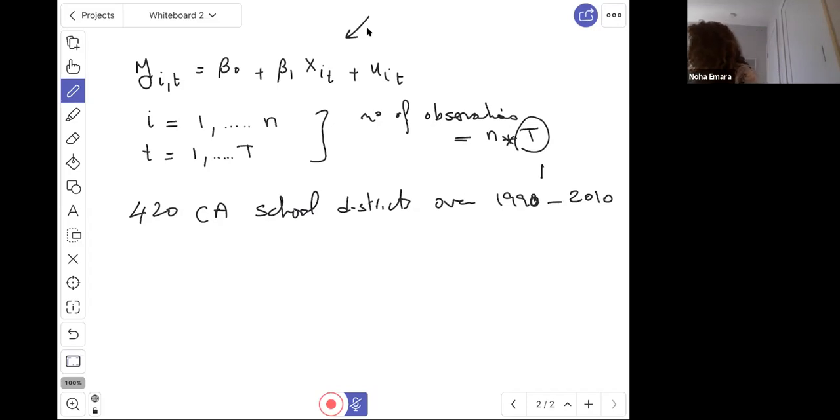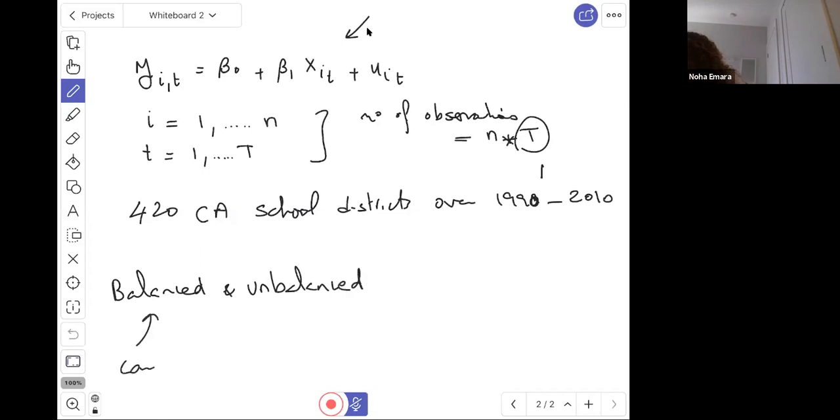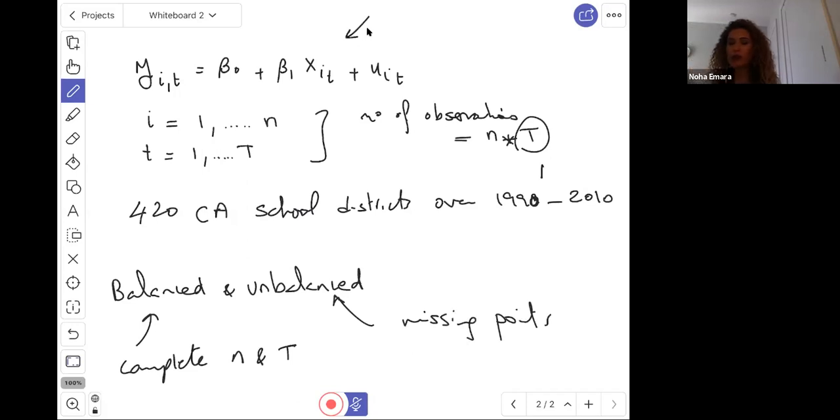One of the important things to note about panel models is whether this data set is balanced or unbalanced. We have to differentiate between the two. Balanced is basically when I have a complete data set, so I have a complete N and a complete set of T. I don't have any missing observations. If I have missing points or missing observations, then I call it an unbalanced panel.